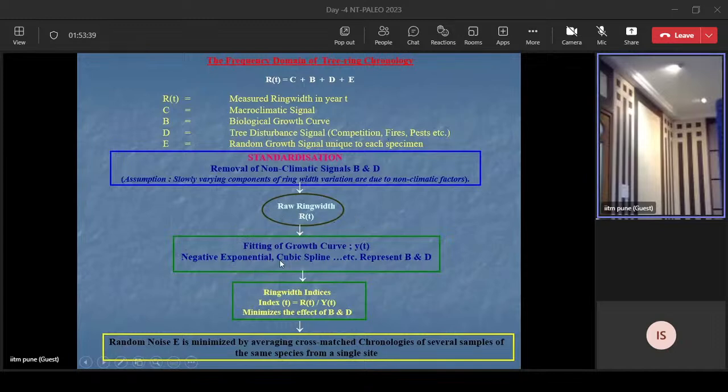How is the standardization done? The fitting of growth curves, like the negative exponential, cubic spline, or polynomial. Those curves are fitted, and then the index is calculated. The random growth signal unique to each specimen is minimized by averaging the cross-matched chronology of several samples of the same species, rather than from a single sample.